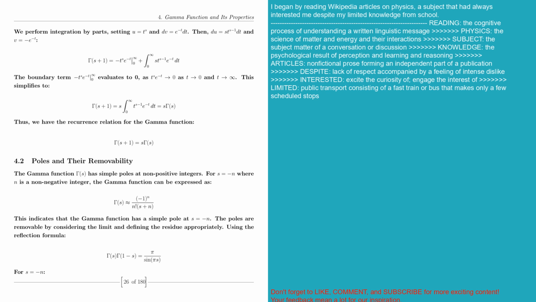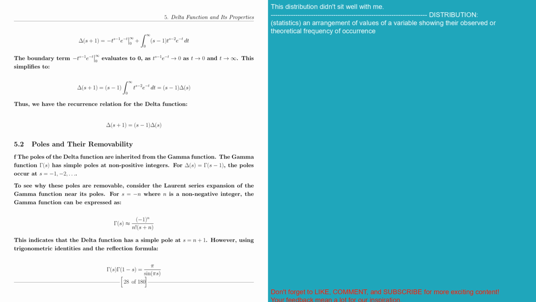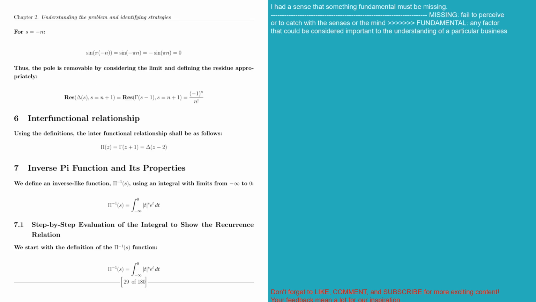I began by reading Wikipedia articles on physics, a subject that had always interested me despite my limited knowledge from school. It was during this exploration that I encountered a pie chart illustrating the composition of the universe. 69% dark energy, 26% dark matter, and 5% normal matter. This distribution didn't sit well with me. I had a sense that something fundamental must be missing.